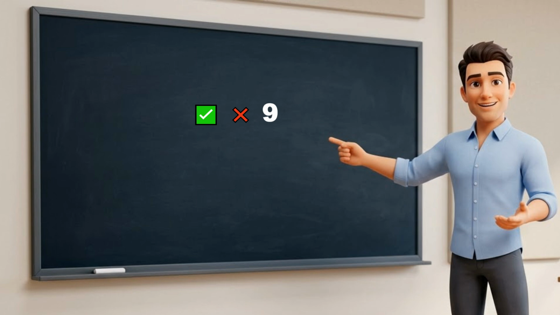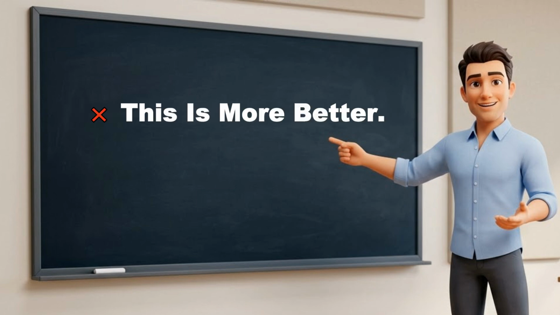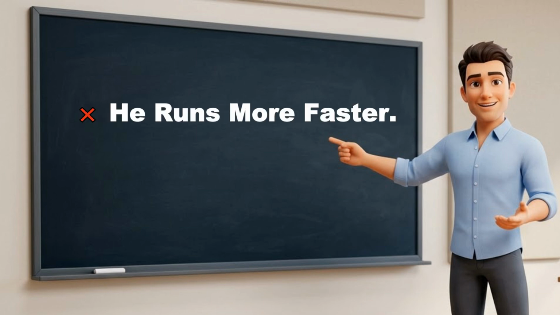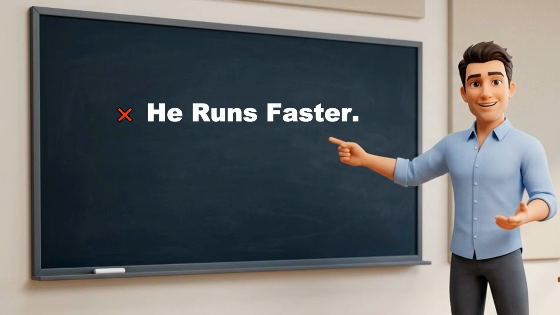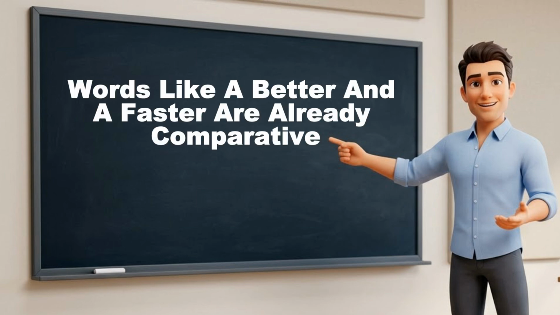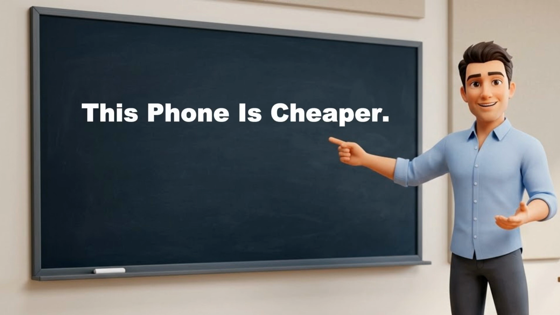9. More, better, faster. Wrong. This is more better. Wrong. He runs more faster. Wrong. This is better. Wrong. He runs faster. Explanation. Words like better and faster are already comparative. Practice. This is better. She is faster. This phone is cheaper.